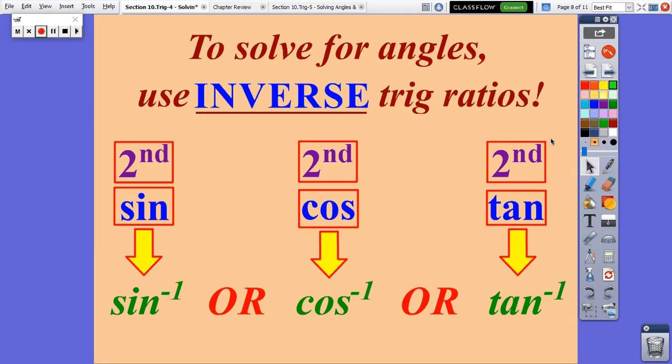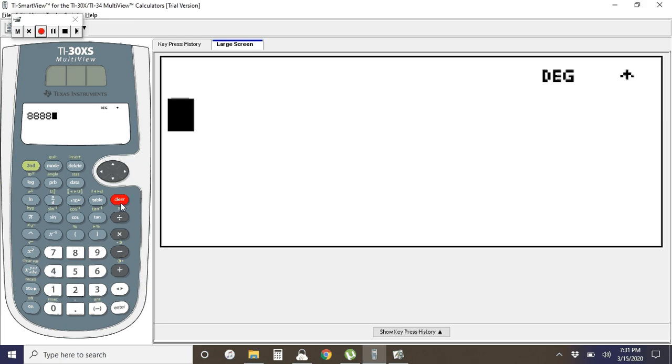So we're going to use what's called inverse trig ratios. And on your calculators, you're going to have to find, again, your sine, cosine, tangent buttons. But if you look right above the sine, cosine, and tangent, so let me bring up a calculator here. And so notice in this calculator, here's the sine, cosine, tangent buttons.